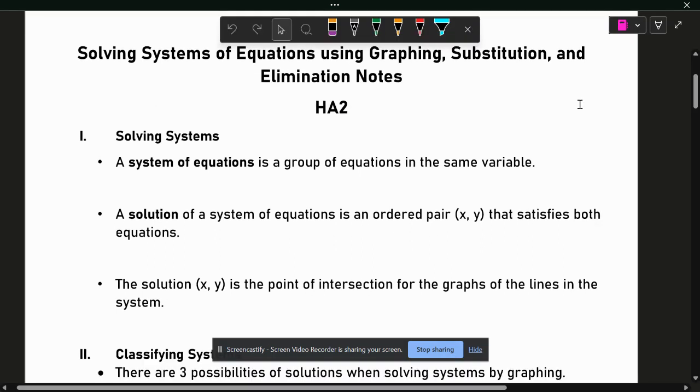All right, everyone. Today we are recording in period one. It's solving systems of equations using graphing, substitution, and elimination.